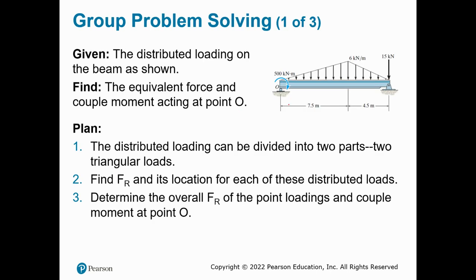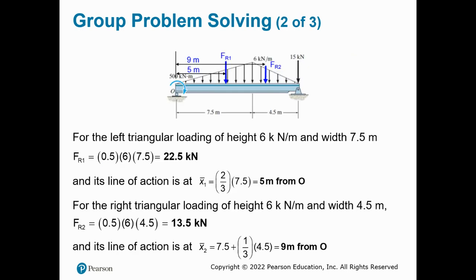Group problem. So I have this one right here. I got two triangles, right? We're going to have two equivalent forces to replace those triangles. Magnitude will be the area of the triangle, 1/2 base times height. And then the location, again, will be 2/3 from the top, or 1/3 from the base.